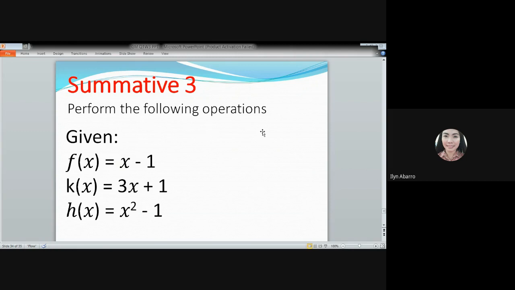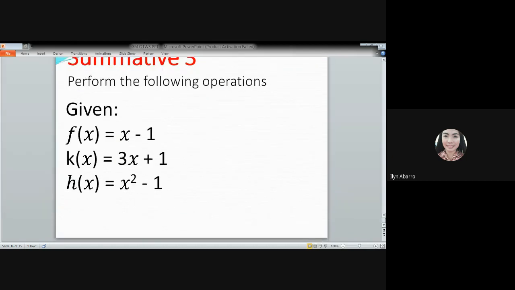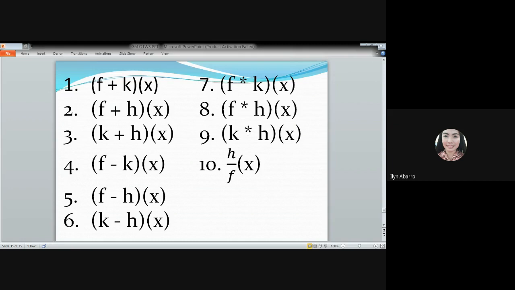Okay, perform the following operation given f of x is equal to x minus 1, k of x is equal to 3x plus 1, and h of x is equal to x squared minus 1. Okay, so these are the operations that you're going to answer. Number 1, f plus k of x. 2, f plus h of x. 3, k plus h of x.